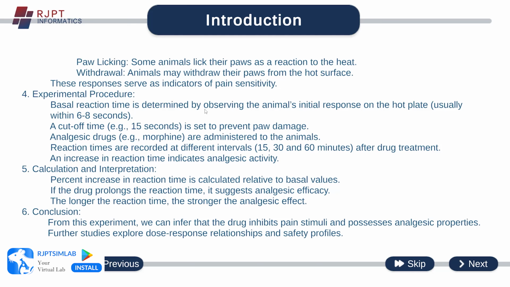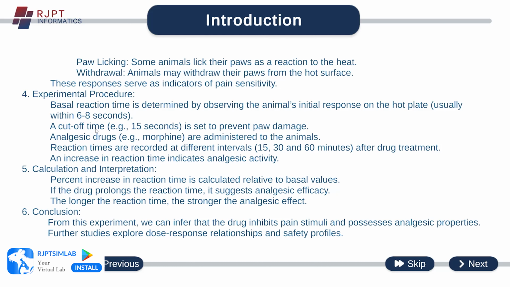Basal reaction time is determined by observing the animal's initial response on the hot plate, which usually lasts for 6 to 8 seconds. A cutoff time of 50 seconds is set to prevent paw damage. Analgesic drugs, for example morphine, are administered to the animals. Reaction times are recorded at different intervals, 15, 30, and 60 minutes after drug treatment. An increase in reaction time indicates analgesic activity.